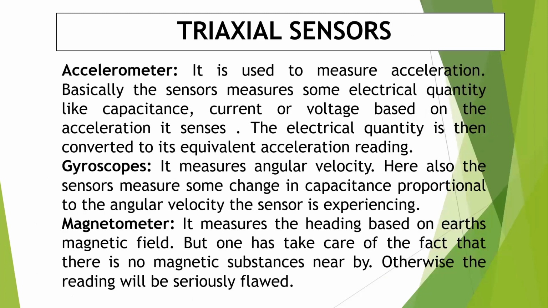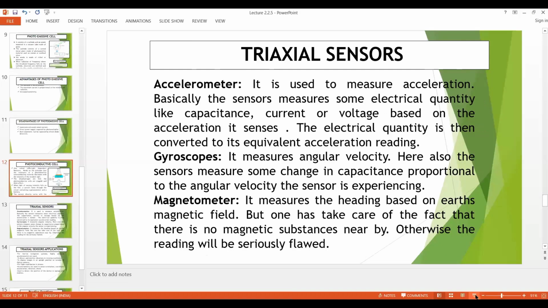The last topic we are talking about now is triaxial sensors. This topic is very important. Here we will talk about the accelerometer, gyroscope, and magnetometer. Accelerometers measure acceleration, as the name suggests. They convert an electrical quantity into acceleration, so they are inverse transducers. Second is the gyroscope, which measures angular velocity. They are basically capacitive transducers, taking care of inductive and capacitive reactance.